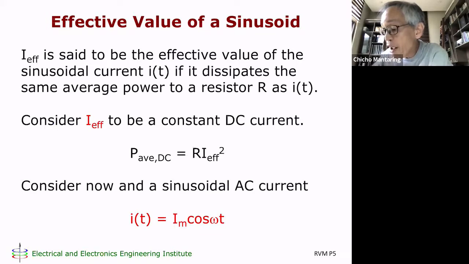I effective is said to be the effective value of the sinusoidal current Is of t if it dissipates the same average power to a resistor R as Is of t. Again, try to digest that. I effective is said to be the effective value of the sinusoidal current Is of t if it dissipates the same average power to a resistor R as Is of t.